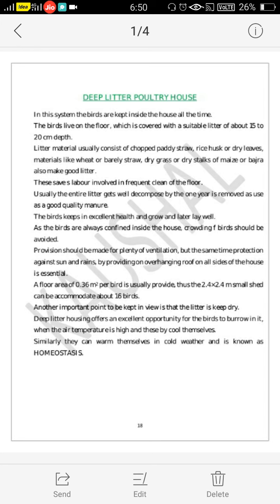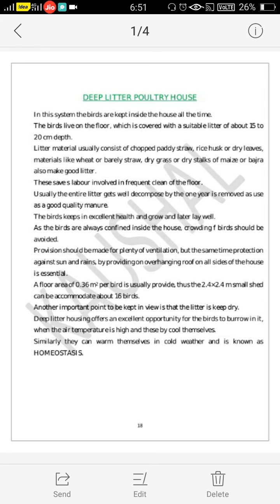Generally the required floor area is 0.36 meter square per bird in these houses. The small shed with dimensions of 2.4 by 2.4 meter accommodates about 16 birds. Another important point to be kept in view is that the litter is kept dry.